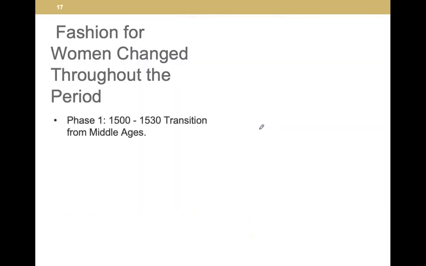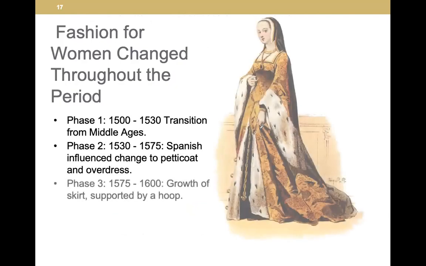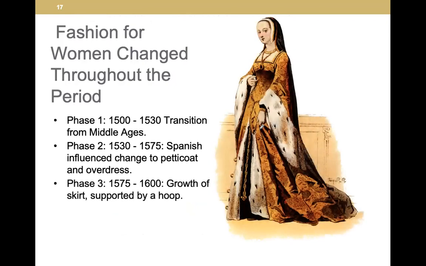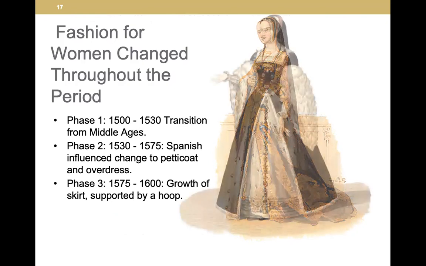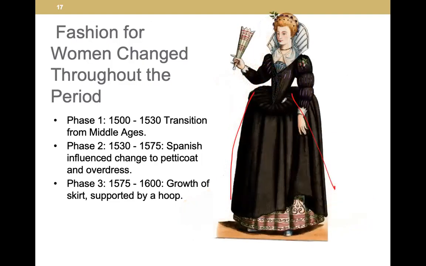For women, we also go through three phases. The times are a little different for women, but at first there was a transition from the Middle Ages and then Spanish influence. And then we go to a hoop skirt at the bottom. So we'll see really different shapes in women's garments. So this is the second phase, the Spanish, so it's more of a bell shape flaring out this way. And then we go to the wheel farthingale, where we have much more of an emphasis on the hips, and then it kind of flows down to the bottom.